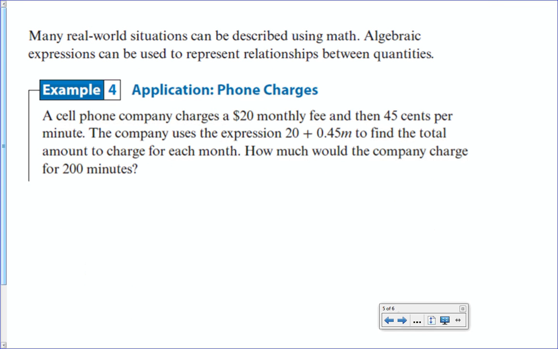In my last example, we're going to talk about a real-world application of phone charges. A cell phone company charges a $20 monthly fee and then 45 cents per minute. The company uses the expression 20 plus 45 cents per minute to find the total amount to charge for each month. How much would the company charge for 200 minutes?